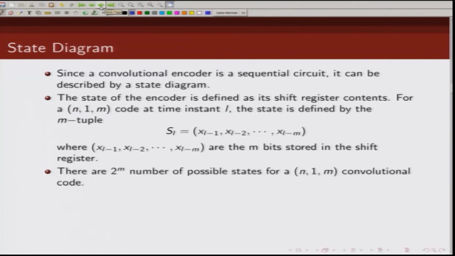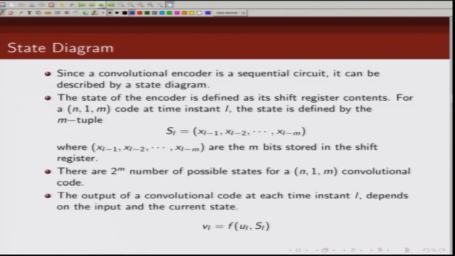If we have a rate 1 by n convolutional code whose memory is m, then essentially we will have a total of 2 raised to the power m states, because we have one set of shift registers, since k equals 1, and the memory is m. So, in total there are 2 to the m different possibilities for the state, depending on whether the bit stored in the shift register is 0 or 1. And the output of a convolutional code, as we know, is a function of the input and the current state.